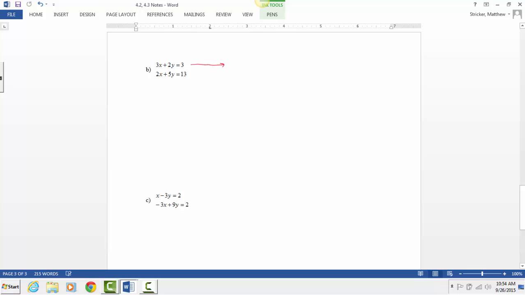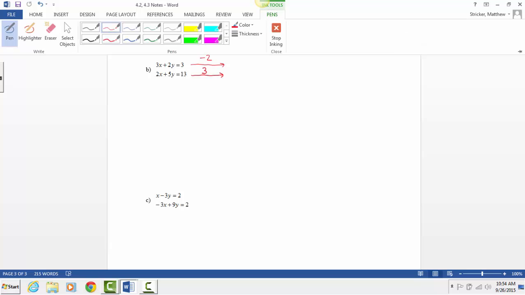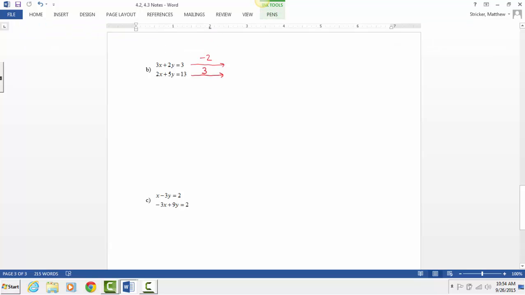So let's multiply the first one by, say, -2. And then let's multiply the second equation by +3. When I do that, the first equation becomes 3 times -2 is -6x. 2y times -2 is -4y. And that's equal to 3 times -2, which is -6. And then on the bottom we have 2x times 3 is 6x. See, now we have those opposite signs, -6x and +6x. 5y times 3 is plus 15y. And 3 times 13 is 39.